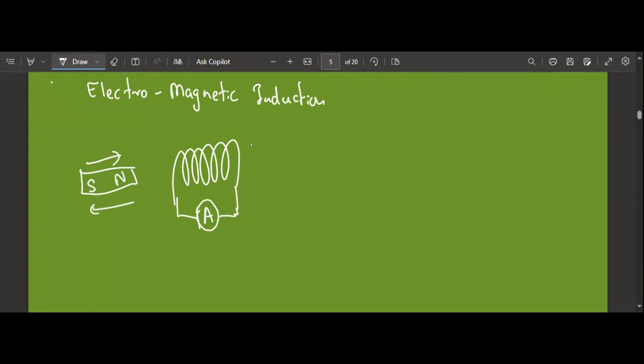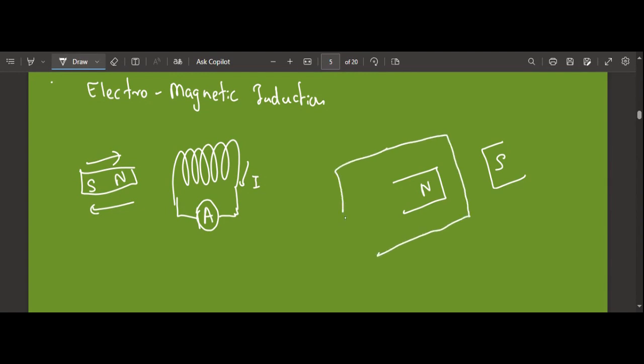A similar thing can be observed if you have a north pole and a south pole like this. So if you have some sort of coil like that, connected through an ammeter, and you move this coil up or down, then there will be a current in this wire. Now here is what is actually happening.